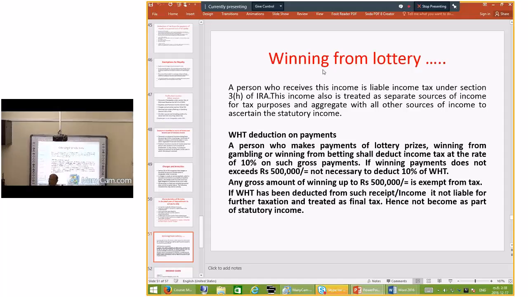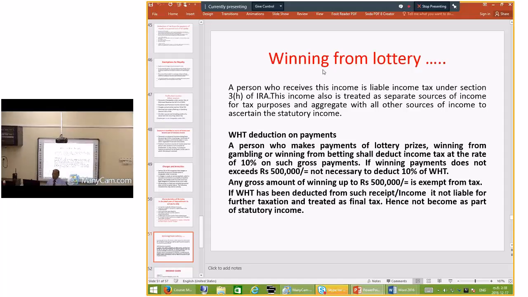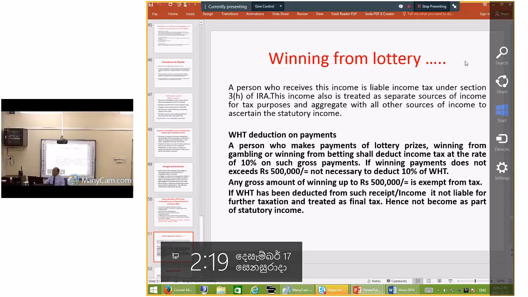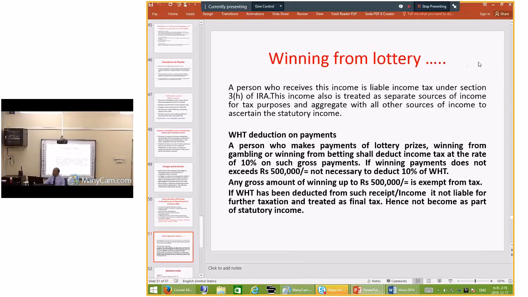But there's a final tax. Then he need not furnish an income tax return to the department. Why? That becomes the final tax. If any withholding tax is deducted from the payment of winnings of a lottery or gambling, that becomes the final tax. We will learn later when we compute the taxable income, the statutory income, the assessable income, and the tax liability of the individual.